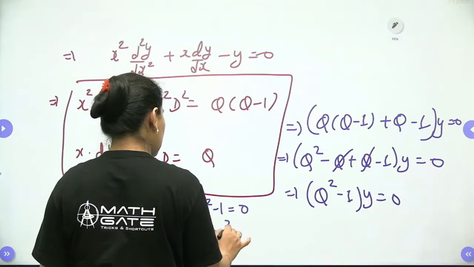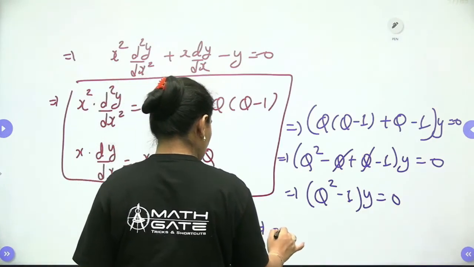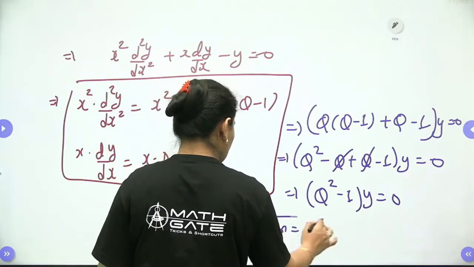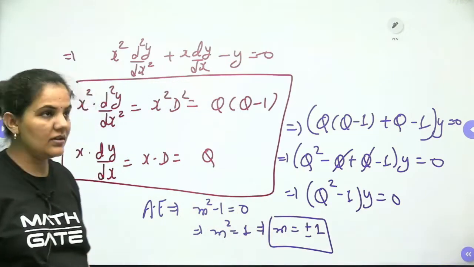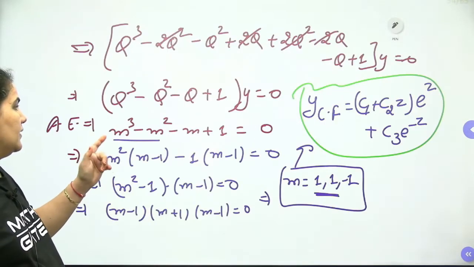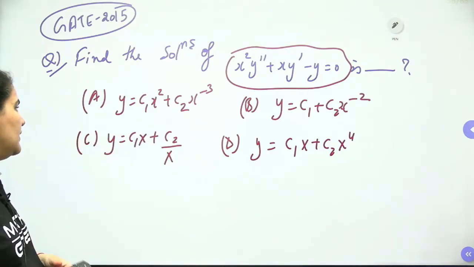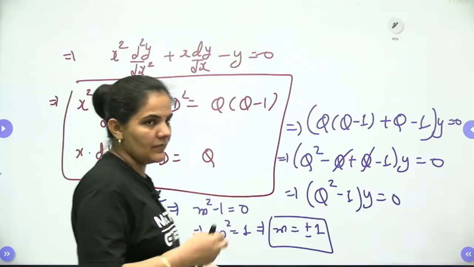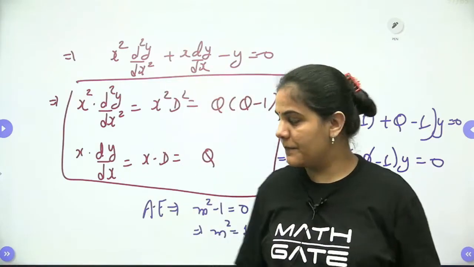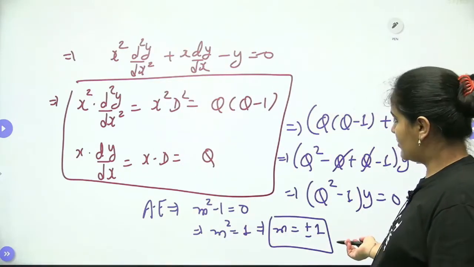It's exactly the same question; we discussed this question in the last example. It is exactly the same, and this is a GATE problem. So m is equal to plus minus 1.